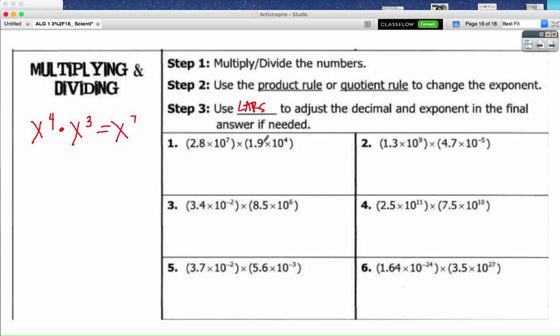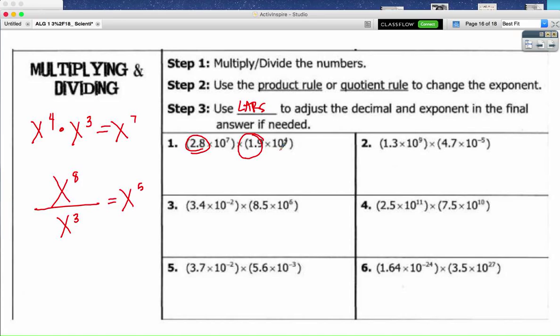So if I've got the same bases of 10 and I'm multiplying the whole expression, I can just add those exponents. Same principle with the quotient rule. I would just refer to my old exponent rules: if I had x to the 8th divided by x to the 3rd, I would subtract them and get x to the 5th. So the numbers out front get multiplied. So 2.8 times 1.9, so let's see what that is.